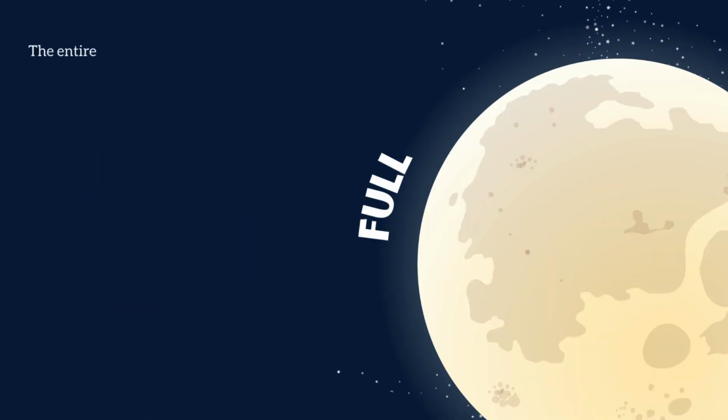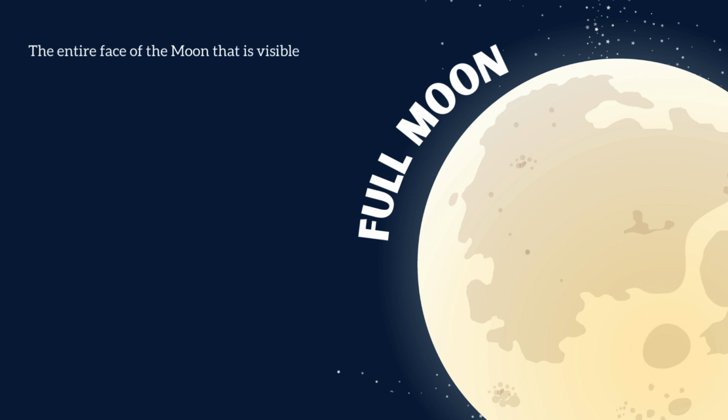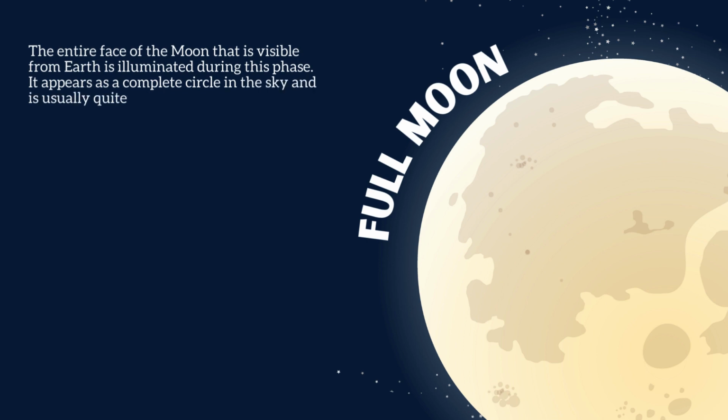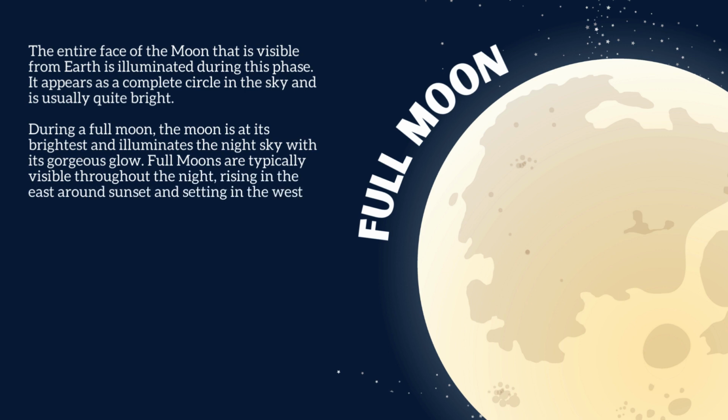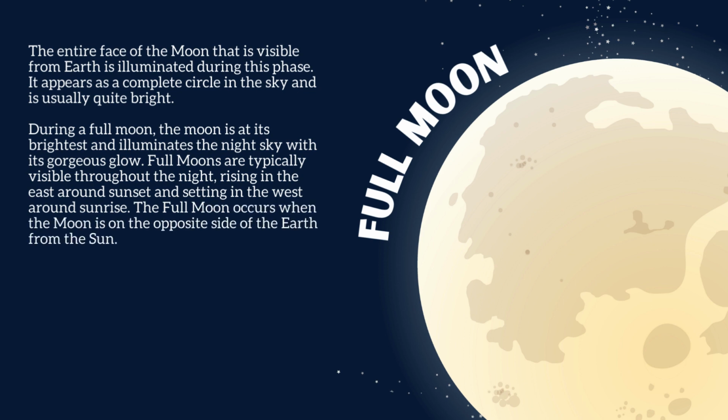The entire part of the moon that is visible from Earth is illuminated during this phase. It appears as a complete circle in the sky and is usually quite bright. During a full moon, the moon is at its brightest and illuminates the night sky with its gorgeous glow. Full moons are typically visible throughout the night, rising in the east around sunset and setting in the west around sunrise. The full moon occurs when the moon is on the opposite side of the Earth from the sun.